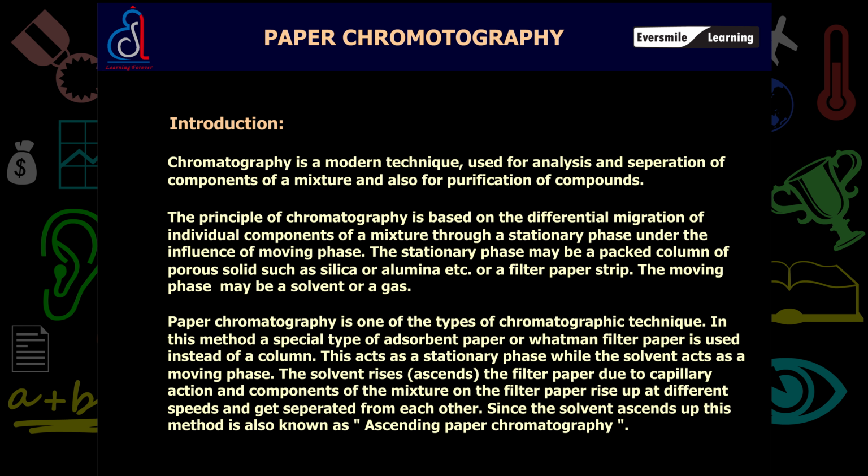Paper chromatography is one of the types of chromatographic technique. In this method, a special type of adsorbent paper or Whatman filter paper is used instead of a column. This acts as a stationary phase while the solvent acts as a moving phase.